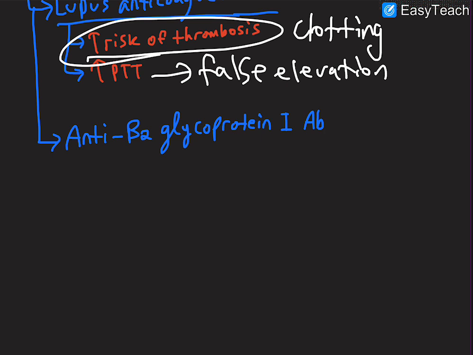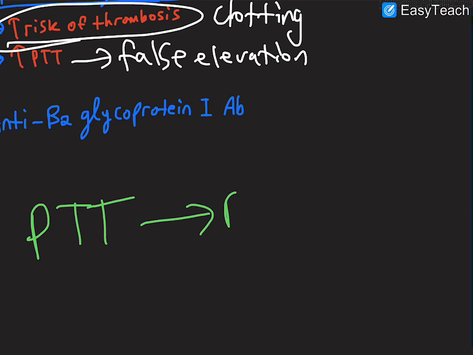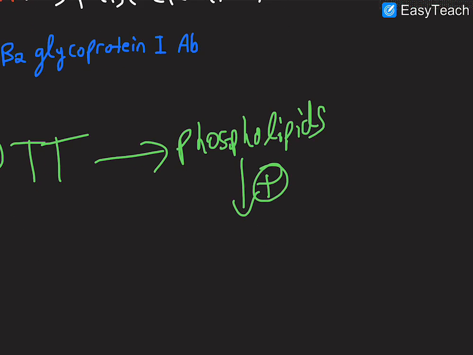But how does it do that? It uses, in vitro, certain phospholipids to activate that pathway. So in the PTT lab test, it uses certain phospholipids to do what? To activate the intrinsic pathway, which we know starts from factor 12, 11, 9, 8.